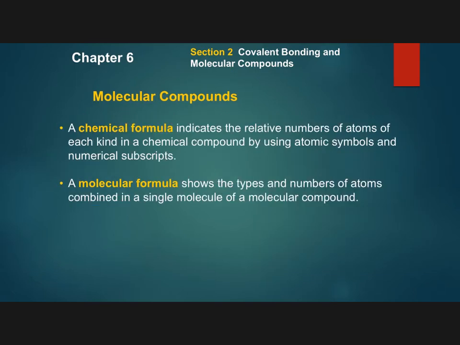So you have molecular compounds, and you can have a chemical formula and a molecular formula, and they can be the same. You will see the same things in both. You're going to see, for instance, how many carbons and hydrogens and oxygens you would have in a compound. But the difference is, in a chemical formula, you are going to see the subscripts, like it would be C2H3O2 or something like that. And a molecular formula shows you how they're all combined together in a single molecule.